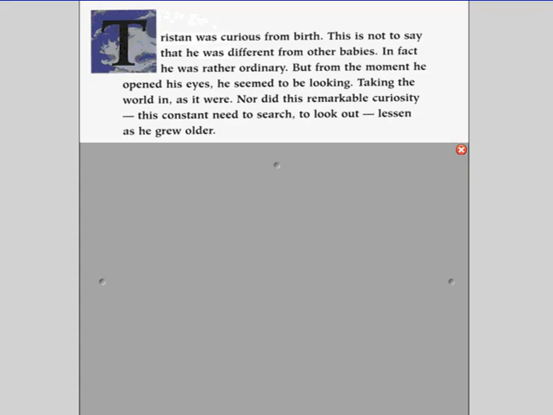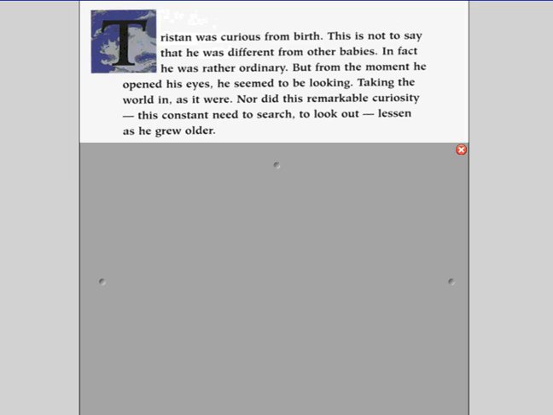So, Tristan was curious from birth. This is not to say that he was different from other babies. In fact, he was rather ordinary. But from the moment he opened his eyes, he seemed to be looking, taking the world in, as it were. Nor did this remarkable curiosity, this constant need to search, to look out, lessen as he grew older.